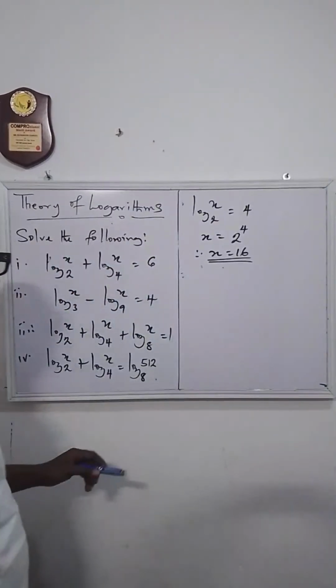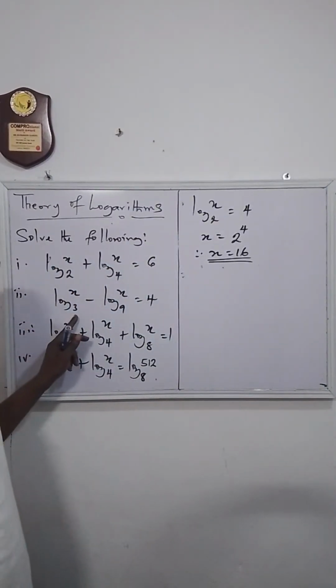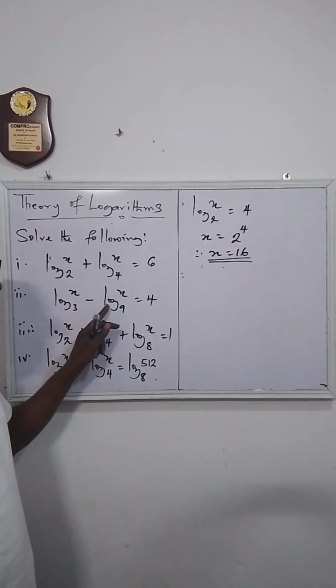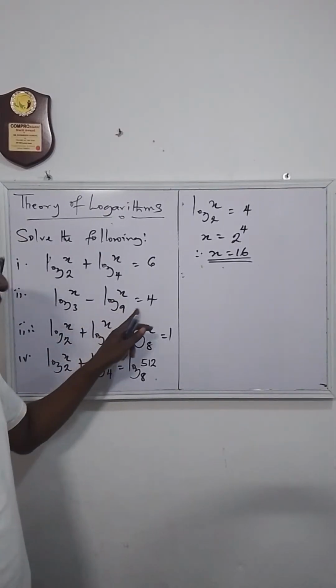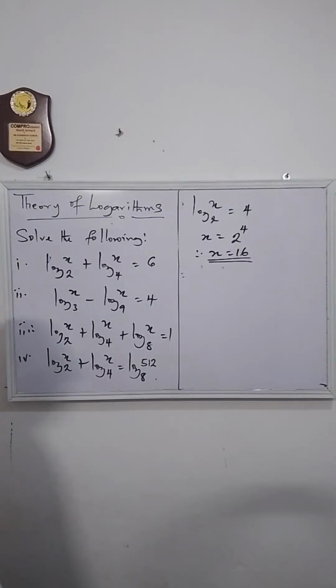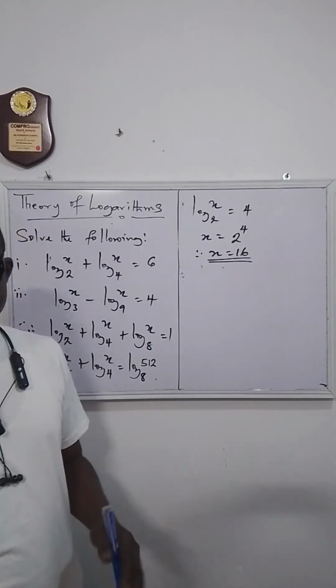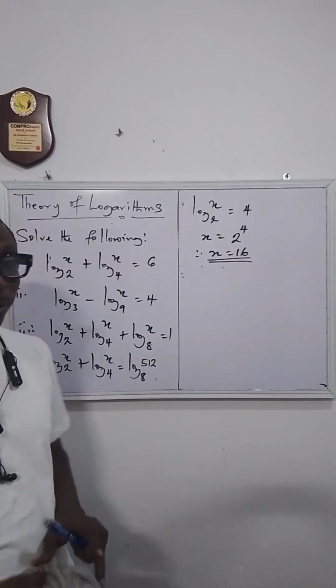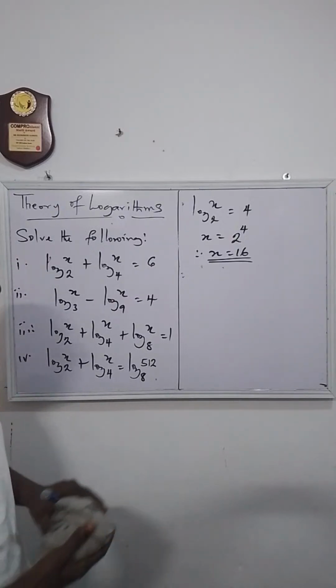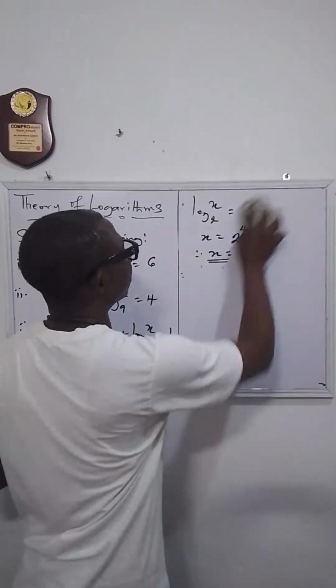The next question: find log of x base 3 minus log of x base 9 equals 4. You can quickly try that in a few seconds before we do it together. You can drop your answer if you have it.